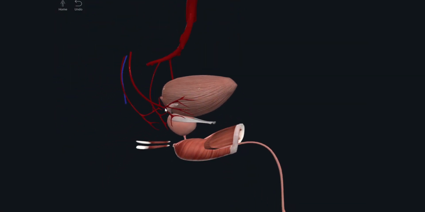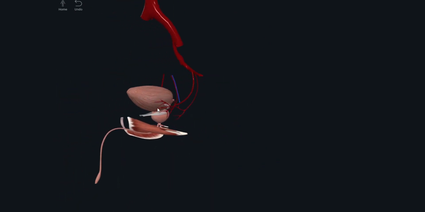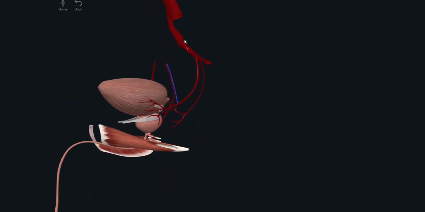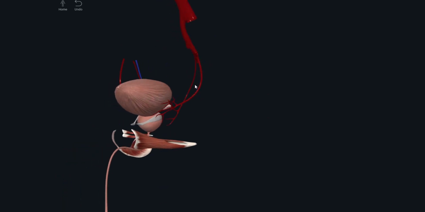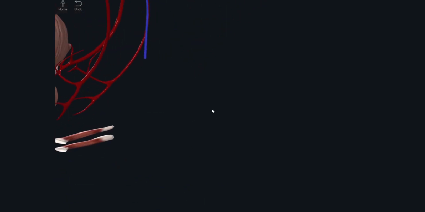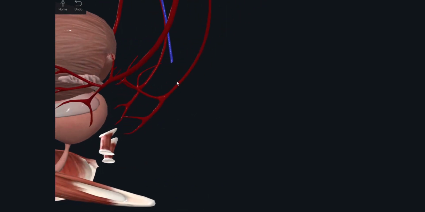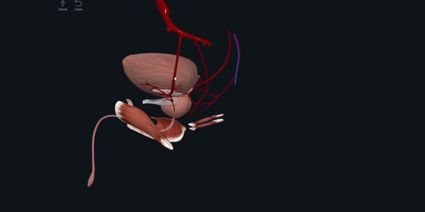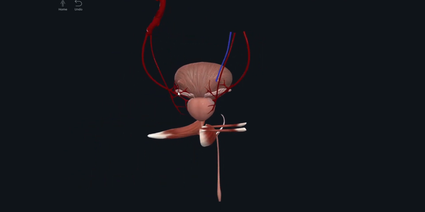We have this inferior vesical artery. As you can see, the inferior vesical artery goes into the common internal iliac, which goes into the abdominal aorta. Now, the next thing we can notice is the rectal artery. This is the inferior rectal artery that is also coming off of the internal iliac. You can see this is the rectal, and this is the vesical artery.